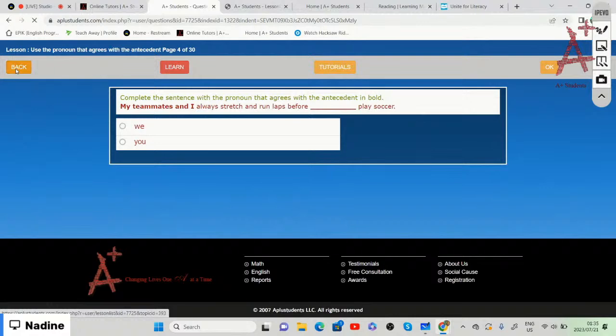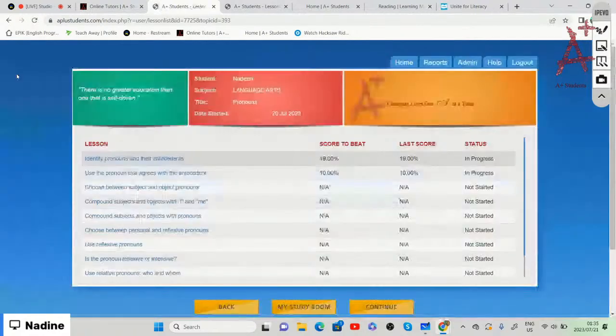All right, and now we are going back. That was us using the pronoun that agrees with the antecedent. Now we're going on to the next one, which is to choose between the subject and object pronoun.